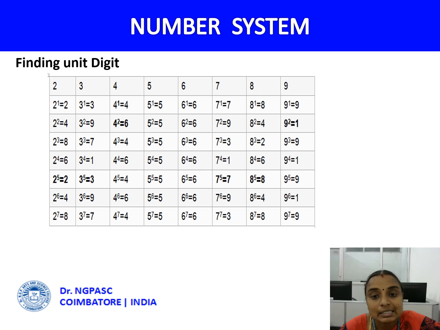For 7: 7, 9, 3, 1. This is a 4 cycle. For 8: 8, 4, 2, 6. This is also the same process, same 4 cycle. For 9: 9, 1, 9, 1 repeating. So it is a 2 cycle.